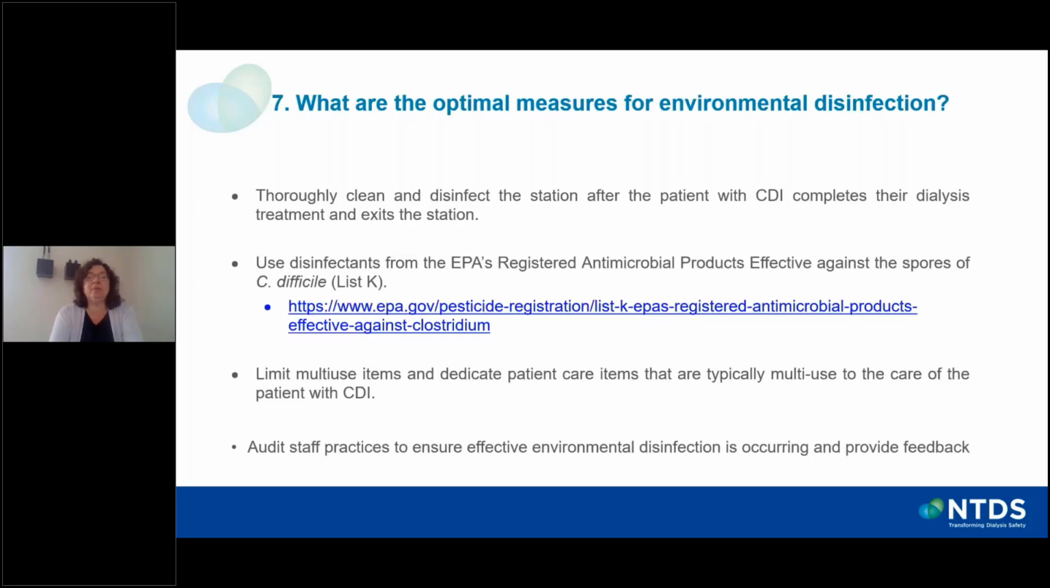And number 7, what are the optimal measures for environmental disinfection? Again, you should thoroughly clean and disinfect your station with the List K agents provided on that link. You should limit multi-use items and dedicate patient care items that are typically multi-use to the care of the patient with C. diff. Again, just to prevent transmission of spores to other patients through these items if they become contaminated. And lastly, you should audit staff practices to ensure effective environmental disinfection is occurring, and again, providing feedback.